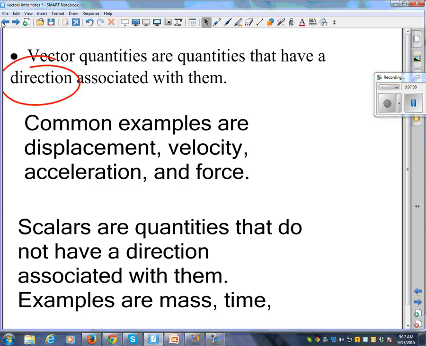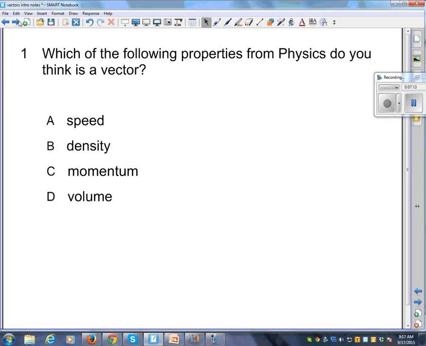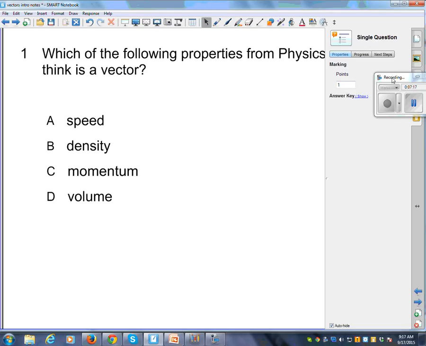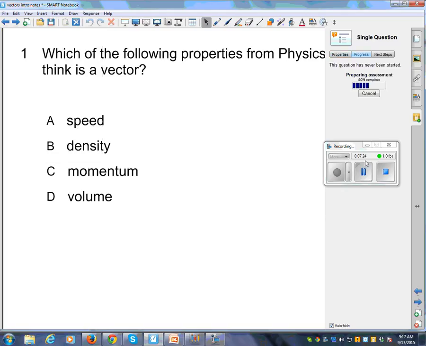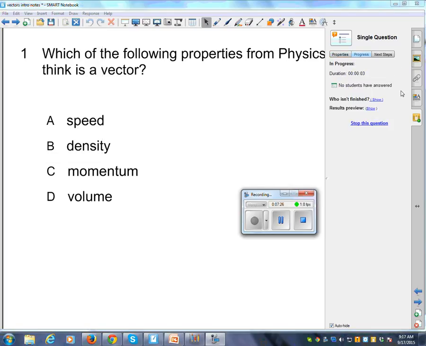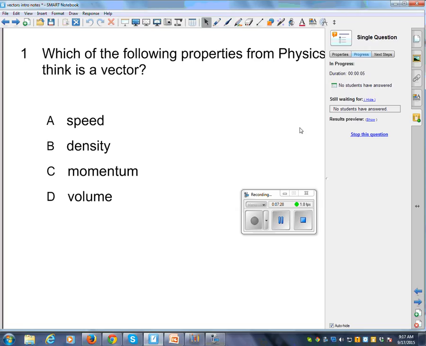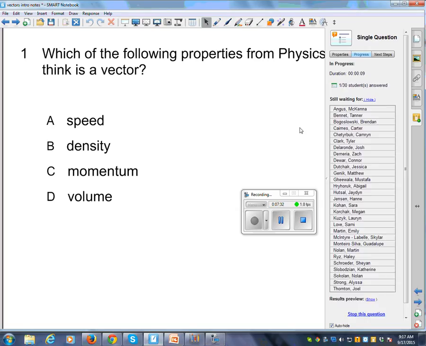It needs to have a direction. I will start the question. I haven't started the question yet. Now you can answer. Question 1. Which one of those do you think is a vector? I don't know. I give up.